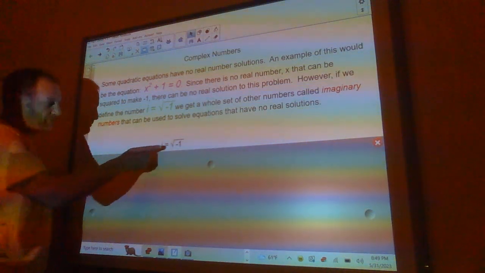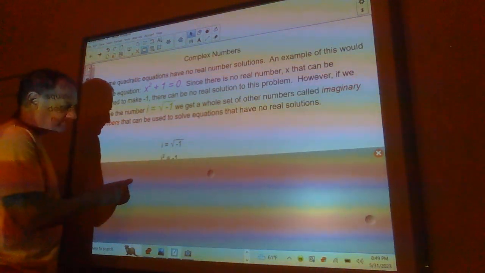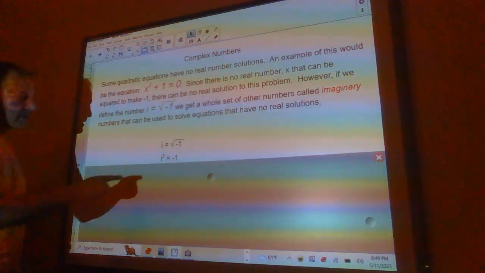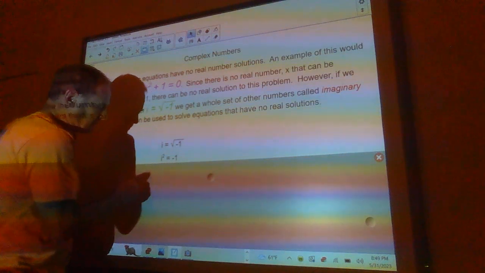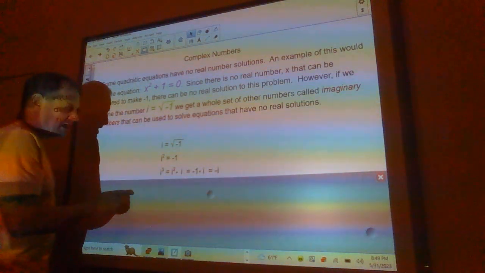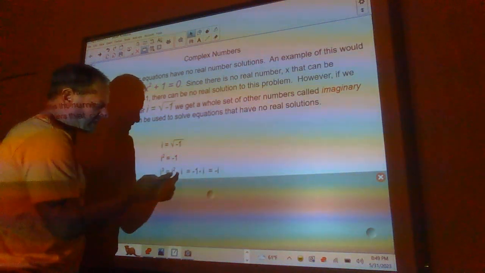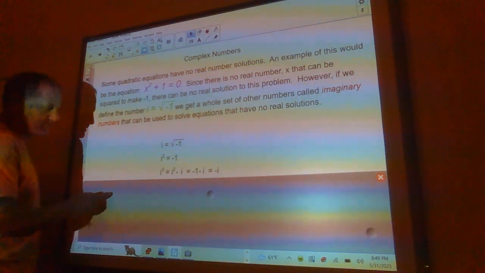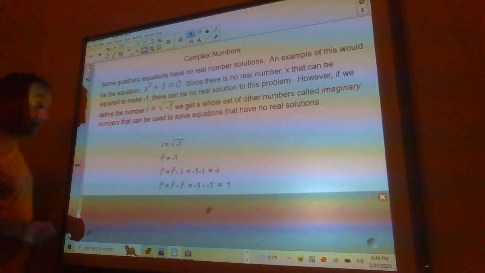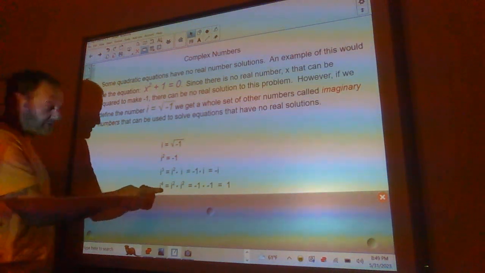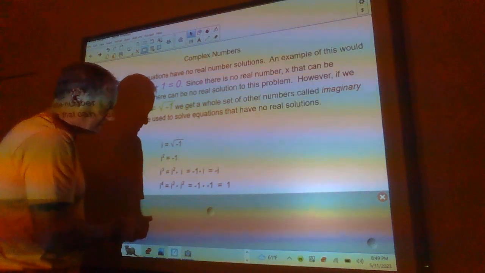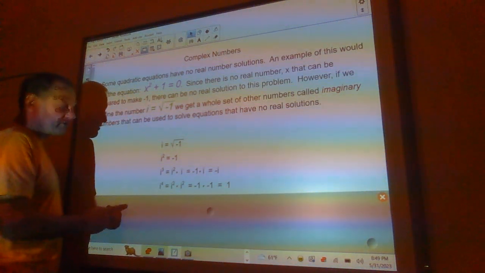So i is going to equal the square root of negative 1, which means i squared is negative 1, because this times itself would be negative 1. i cubed would be i squared times i, so that'd be negative 1 times i, which would be negative i. i to the fourth power would be i squared times i squared, which would be negative 1 times negative 1, which is just 1. And then it just starts over after that.